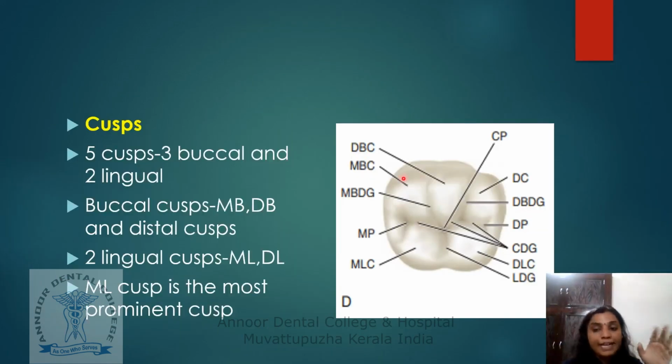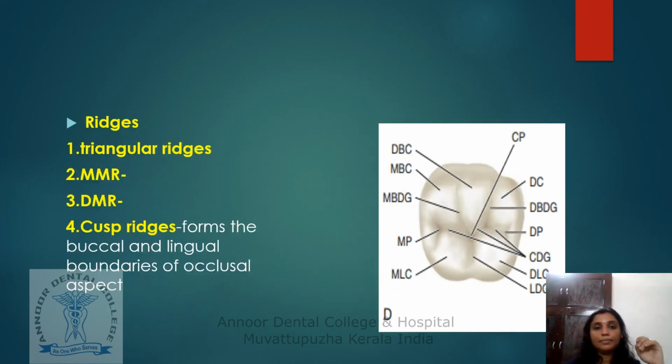It has 5 cusps, 3 buccal and 2 lingual: mesiobuccal, distobuccal and distal cusp buccally, and 2 lingual cusps, mesiolingual and distolingual, where the mesiolingual cusp is the most prominent cusp. Again the ridges: triangular ridge, mesial marginal ridge, distal marginal ridge, and also the cusp ridges. It forms the buccal and lingual boundary of the occlusal aspect.